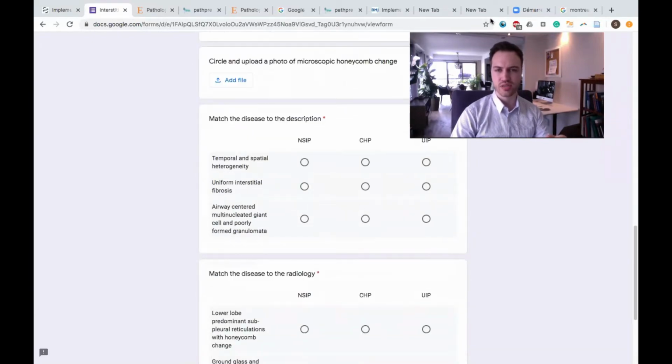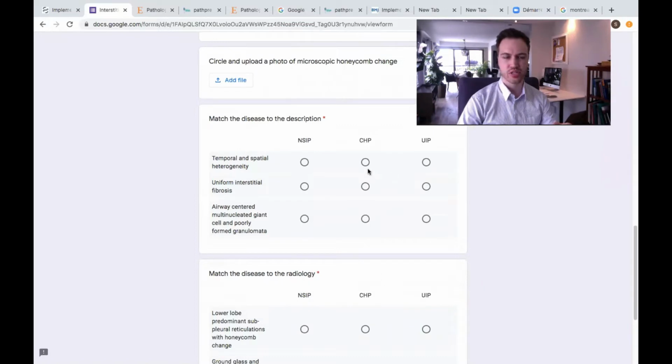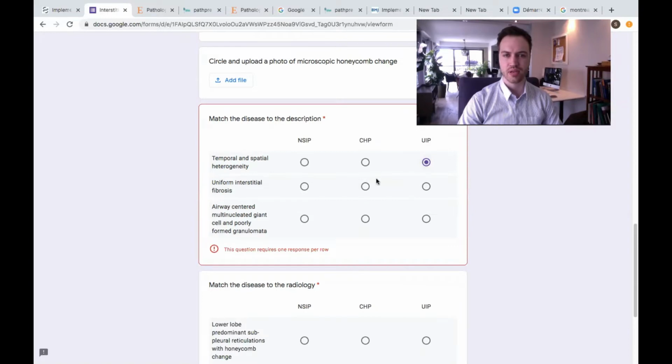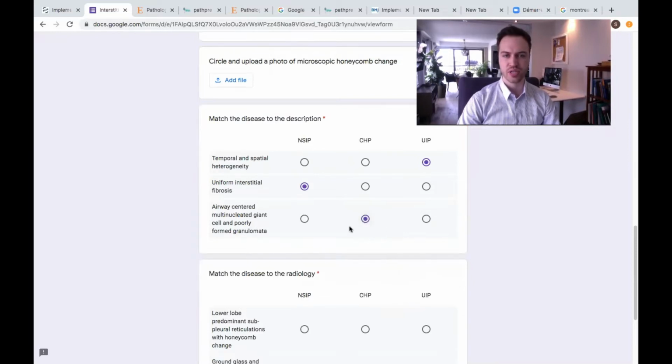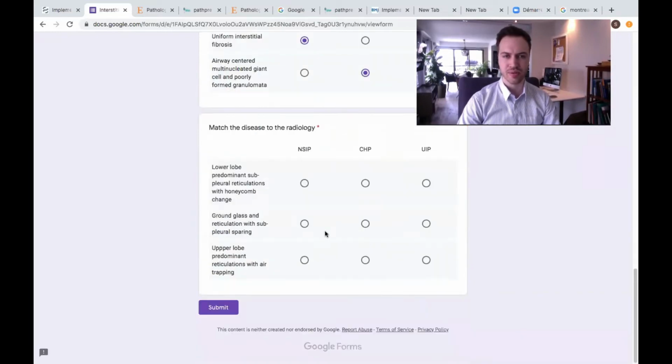Now, these questions here are more general questions, just to make sure I understand the differences between the entities. Which one is temporally and spatially heterogeneous? That's UIP. More uniform would be NSIP, which is a bit of a misnomer. Then the airway-centered multinucleate giant cells, poorly-formed granulomas: CHP, so chronic hypersensitivity pneumonia.